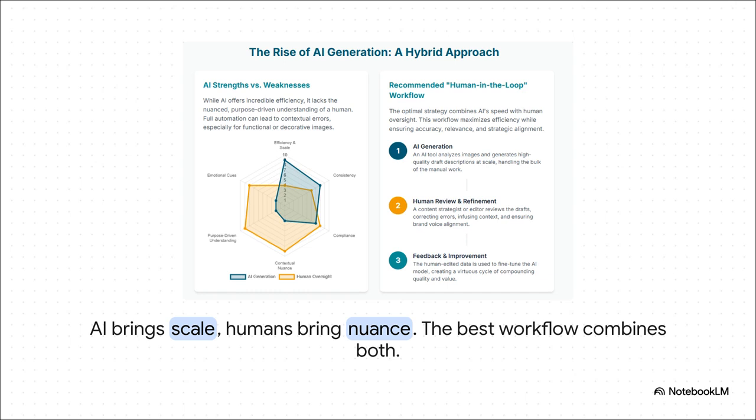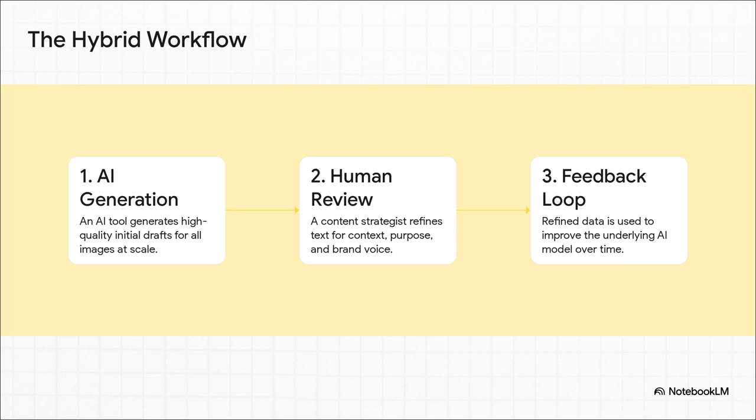So the answer isn't to just hand everything over to the machines. The smartest strategy is a hybrid model, what we call a human-in-the-loop workflow, where you get the best of both worlds. And here's how that workflow breaks down. It's actually pretty simple. Step 1, let an AI tool do the grunt work. Have it generate a first draft for all your images at scale.